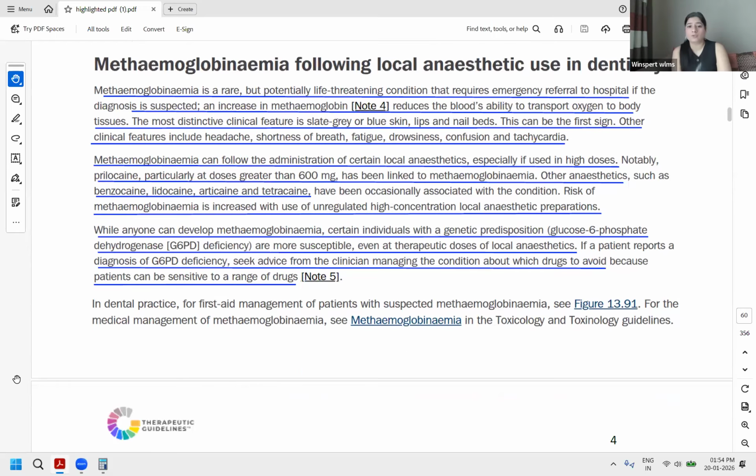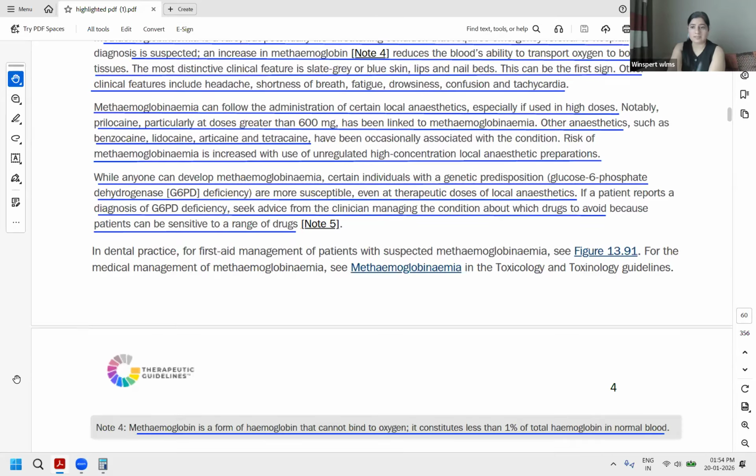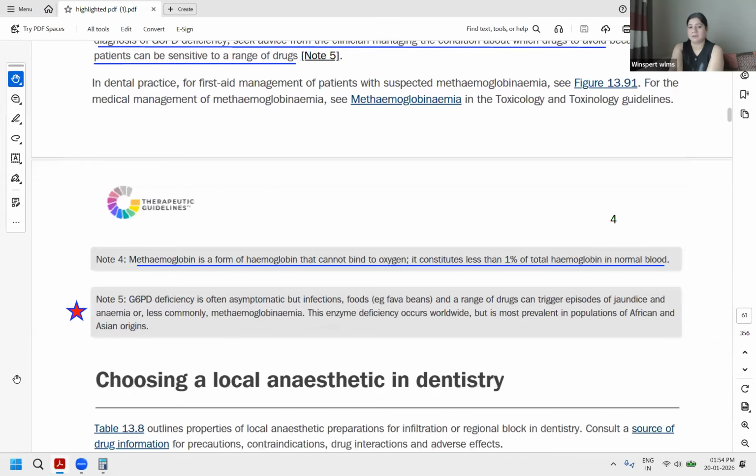Methemoglobinemia is another, which is mostly associated with the higher dose, but also seen with G6PD deficient patients. So take history correctly. Otherwise, if it's not a G6PD deficient patient, then it's very rare and will happen at a 600 mg dose of prilocaine, which is an inadvertent extremely high dose given. Signs and symptoms are bluish skin, lips, nail beds, shortness of breath, headache, fatigue, drowsiness, confusion, and tachycardia, and can be life-threatening. All the agents can give it, mostly seen with prilocaine, but at a higher dose.